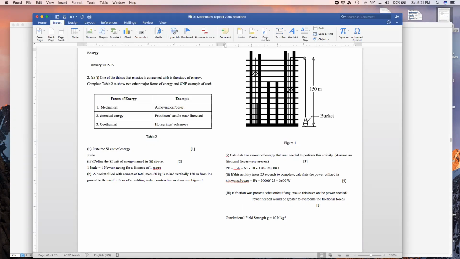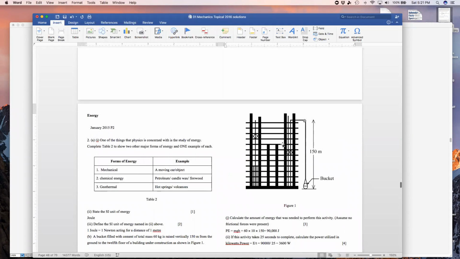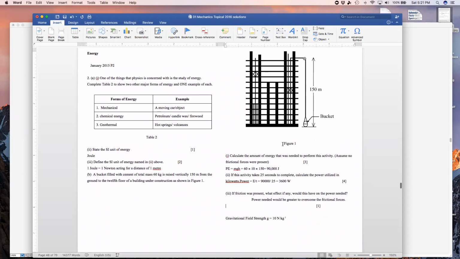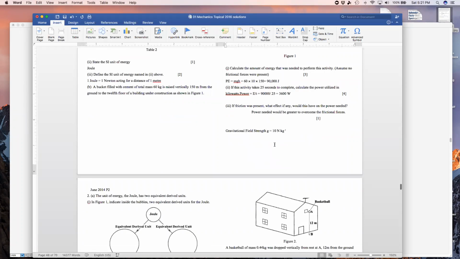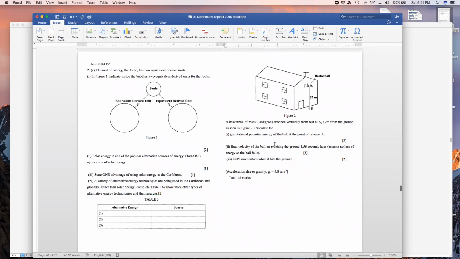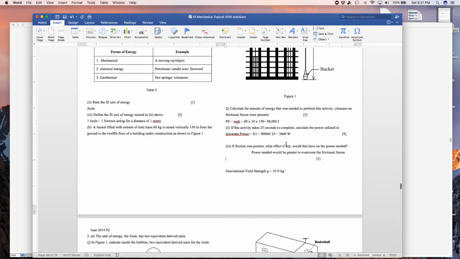All right, the power needed will be greater to overcome the frictional forces. So that's a pretty straightforward one. All right, we clear on that? Everybody's just straight off definitions, right? I mean, questions could come really creatively, but you have to know these definitions to be able to apply the creative concepts.